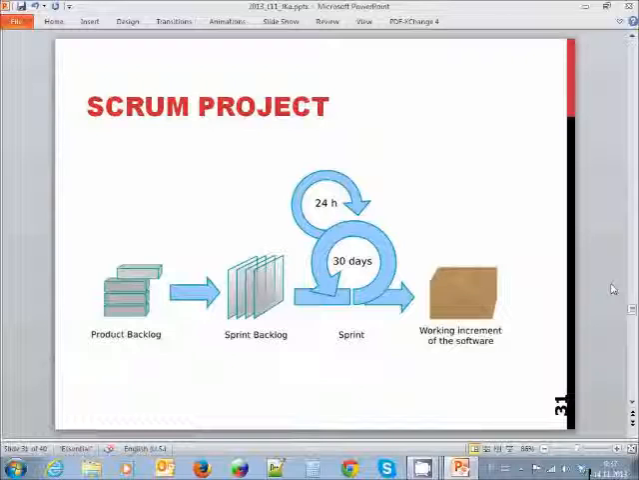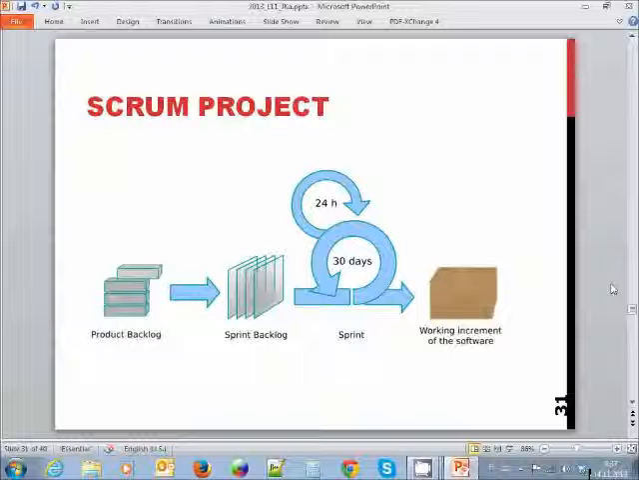During those 30 days, we have a meeting once per day, normally in the morning, where we talk about what we did yesterday, what we are going to do today, what the main problems are that I'm experiencing with my responsibilities, and what I'm still going to do during this entire sprint.